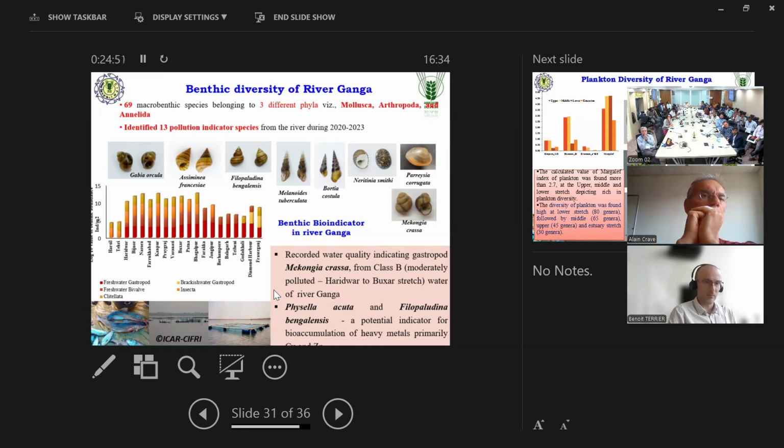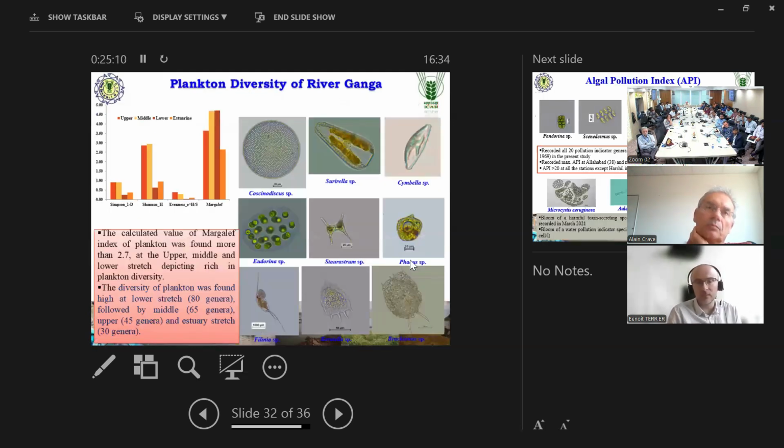So, you fish as well as the benthic organisms, we have also taken this organism as an indicator of the river Ganga. If you look at this, it indicates the recorded water quality of the gastropod class B. We have divided into the different zones, particularly taking these microbenthic organisms. Then another ecosystem is the plankton diversity indicators.